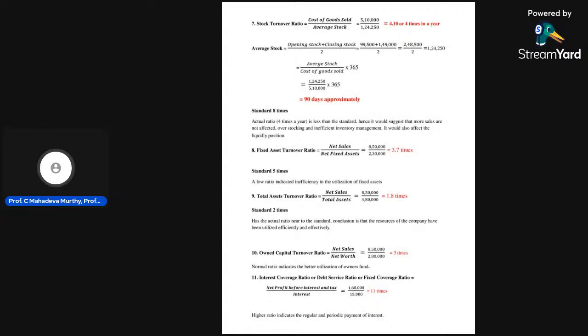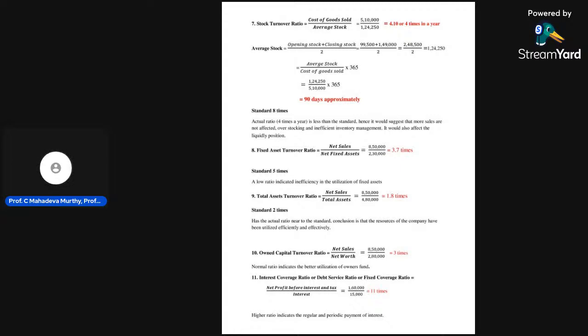The next ratio, interest coverage ratio, debt service ratio, or fixed coverage ratio. Yes, here the interest coverage ratio, debt service ratio, or fixed coverage ratio is equal to net profit before interest and tax divided by interest.